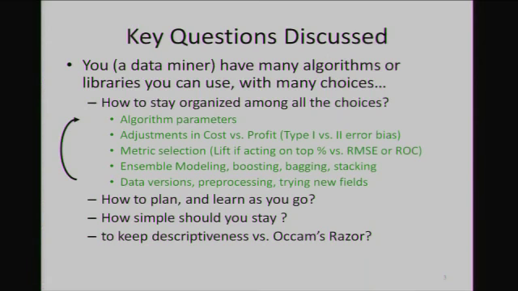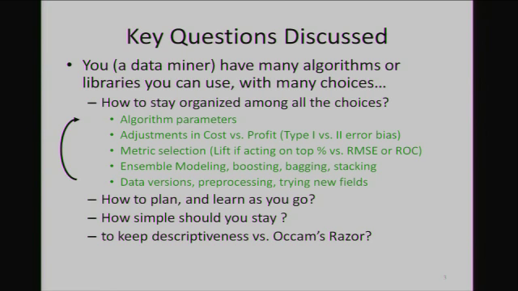And so some of the questions that I'm going to discuss is, if you're some data miner, you've got a lot of algorithms. Maybe you're using R, you're using SAS, there's a lot of different packages you can use. How do you stay organized among all the choices? There's all the different algorithms, all the different parameters, adjustments for cost versus profit, or type 1 versus type 2 kind of error bias. So some of these things aren't just parameters on the algorithm itself. What's the target metric you want to select? How do you know, what's a process to go through to figure that out?